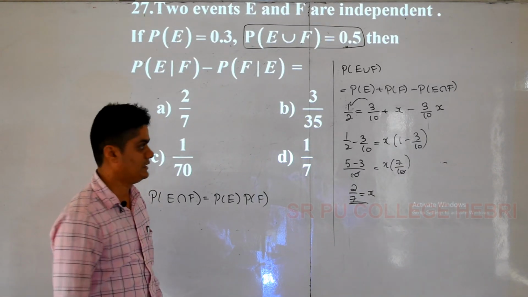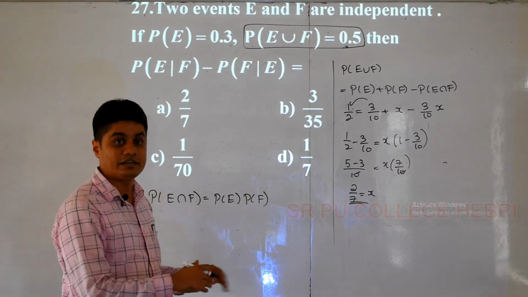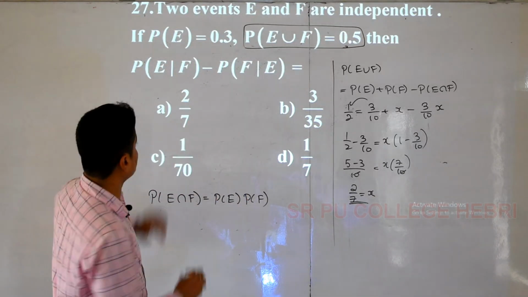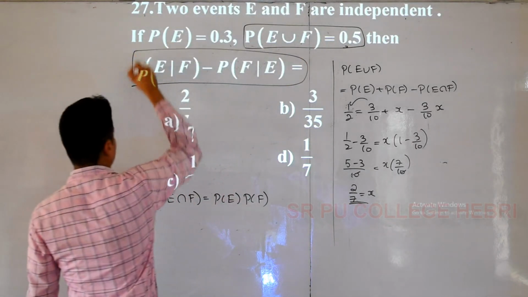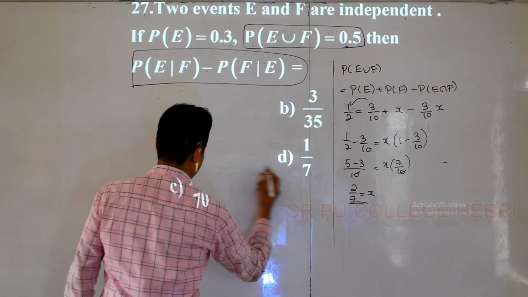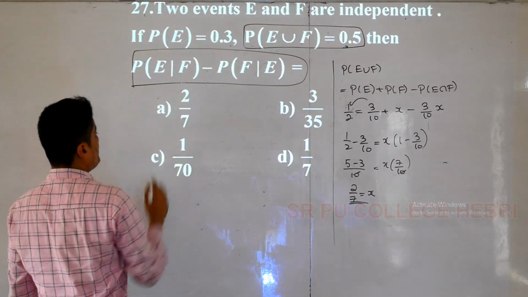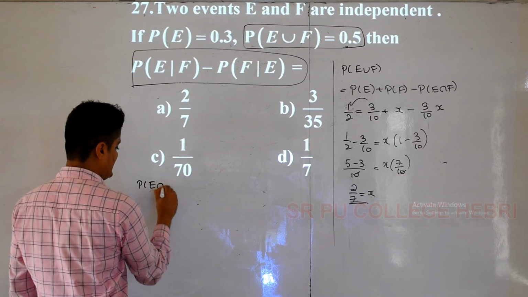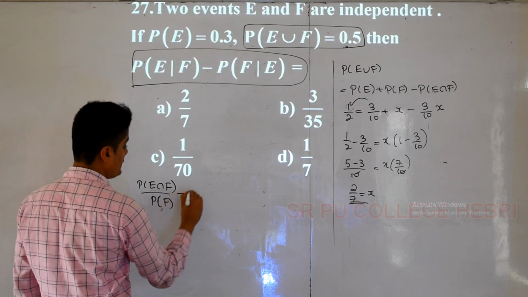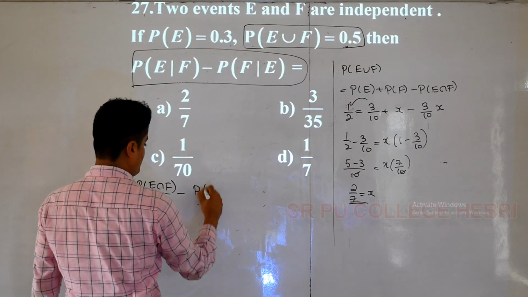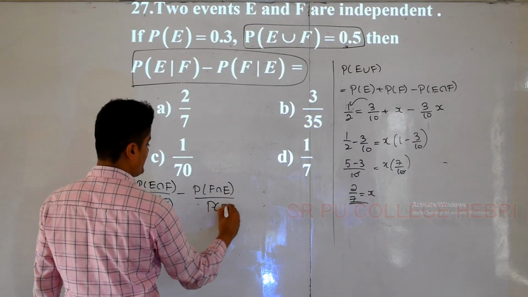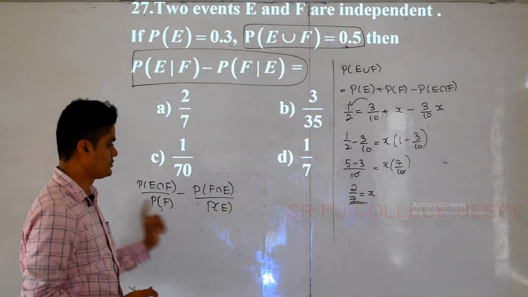Did you understand? Remember, all this you should do within 1.5 minutes, or a maximum of 2 minutes, okay? Now this is required. Whatever I wrote above is more than enough to get this expression. I'll write here, observe carefully. What is P of E given F? P of E intersection F by P of F. P of F given E is P of F intersection E, which is nothing but E intersection F only, divided by P of E. Is everything available to use here?